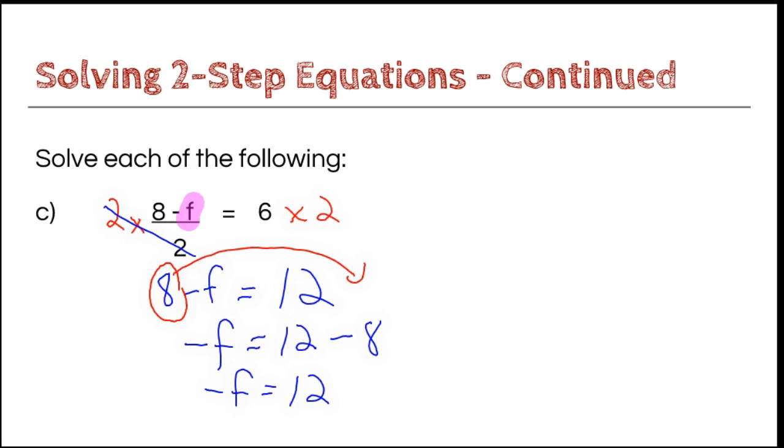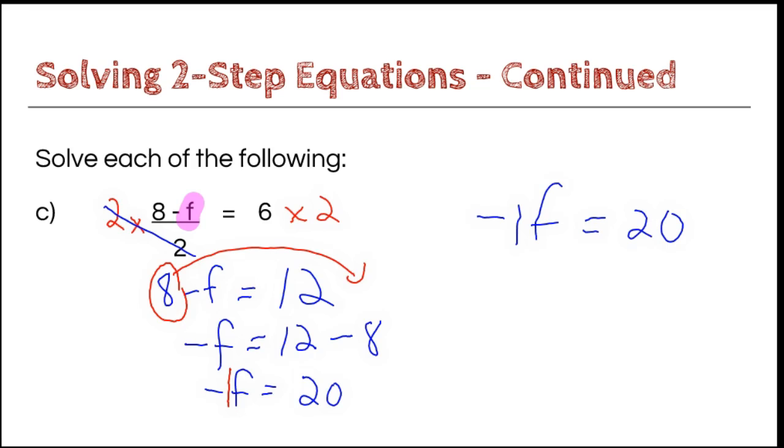Scratch that. Negative f equals 20. But the thing is I'm not really done right now. And the reason for that is because negative f really means negative 1f. So I haven't truly isolated f. And so I'm going to rewrite this over to the right. Okay, so negative 1f is equal to 20. And I'm not quite done.